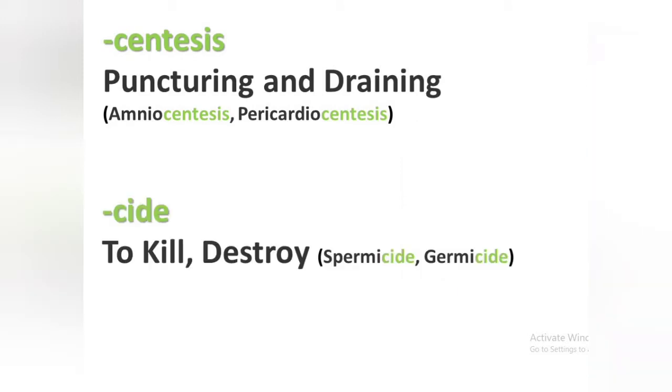Next suffix is cide. Cide means to kill or destroy. One medical term is spermicide, the agent or drugs which are used to kill sperm cells. Next medical term is germicide. The agents or substances which are used to kill the germs are known as germicide. You can take examples such as chloroform, formalin, alcohol, etc.